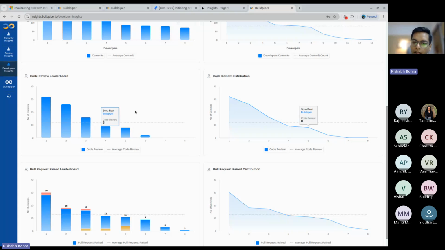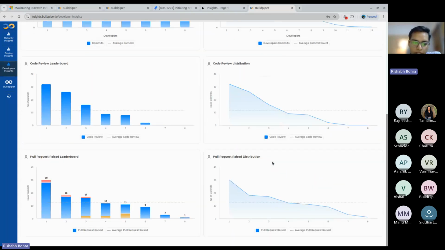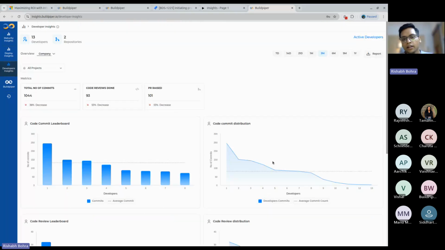And then you get to see a lot of these dashboards, which give you deep insights in terms of their engagement, in terms of the overall contribution to the code bases that are there, where you can have the leaderboards, the commit distribution, the code reviews distribution, the pull request raised leaderboard, and then the distribution according to that itself. So yes, that was it regarding the Build Piper Insights, which present you with a lot of modules so that you can cater the requirement of having the visualization of all the most important information that you can get out of, so that you can plan for the next steps as well.